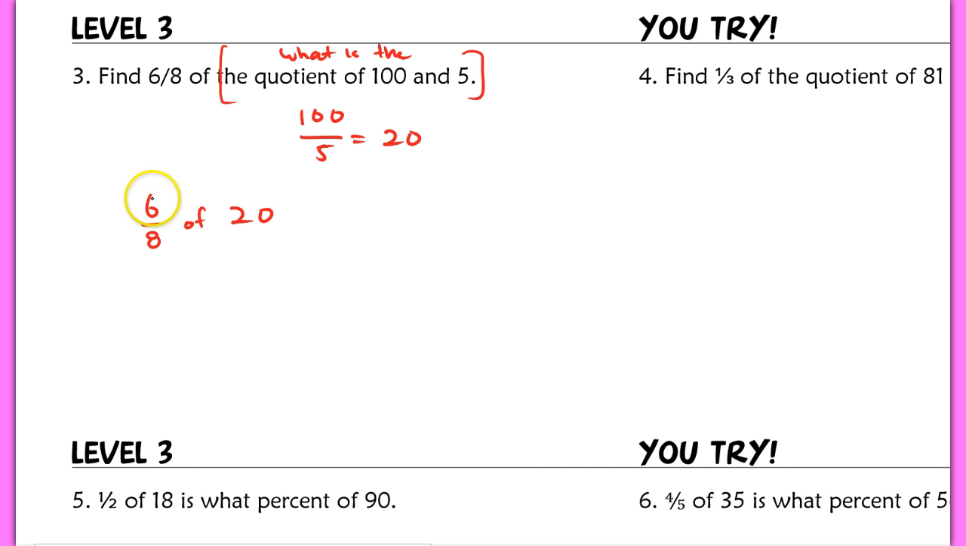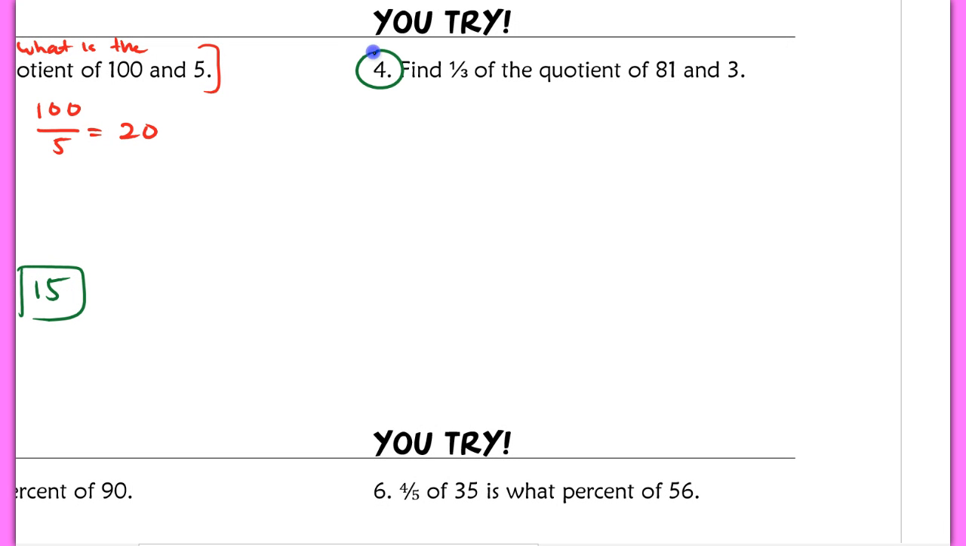Now 6/8 is a fraction. We're going to keep it as a fraction, and I can also change that to a reduced fraction of 3/4. Of means to multiply, and then 20. I can put that right into my calculator. Remember to punch that in and make sure that you have 3/4 in parentheses. You should end up with 15. So 6/8 of 20, which is the same as 3/4 of 20, ends up giving me 15. I would like you guys to try number 4, very, very similar to our setup in number 3.